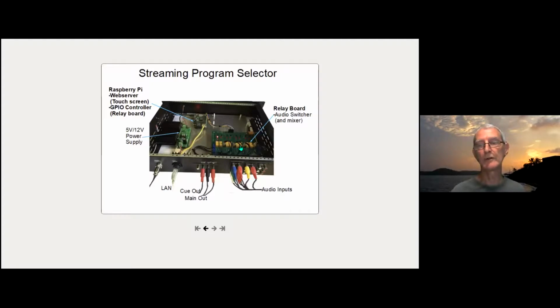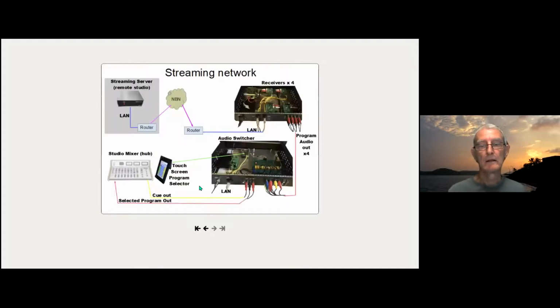1, 2, 3, 4 receivers. Audio output, a basic mixer there, by the way. Audio output to program out, that goes to the studio, and to the queue out to the studio, down into the touchscreen on the studio end.